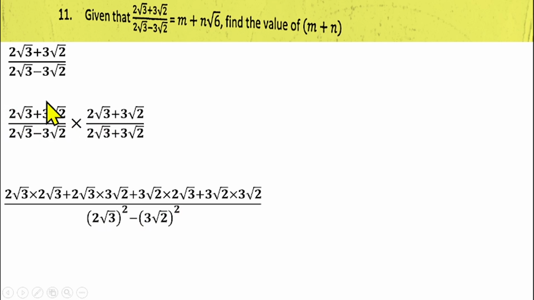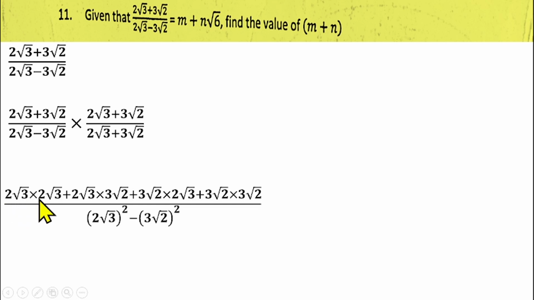So we have 2 surd 3 times 2 surd 3. That's what you're having here. Plus 2 surd 3 times 3 surd 2. That's what you're having here. Plus 3 surd 2 times 2 surd 3. That is this. Plus 3 surd 2 times 3 surd 2. That's what you're having here as well. I could have done it straight, but I just want you to understand what you are doing there. So let's multiply out bit by bit.